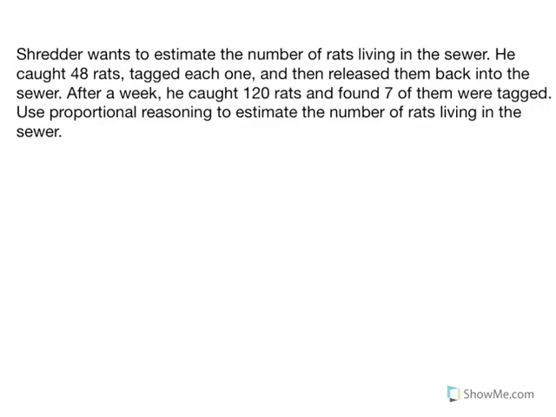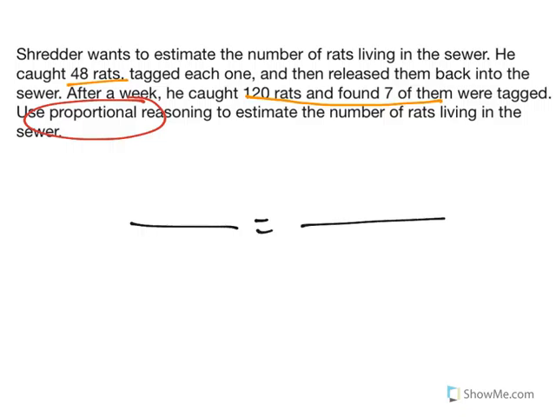Okay, so hopefully you recognize we have 2 different times that we're talking about rats. This is the first time where he caught and tagged 48, and the second time he found 7 were tagged. So there are 2 things that we're talking about. And anytime you're talking about proportional reasoning, 1, you want to set up a proportion, and 2, you want to think about what you are comparing.